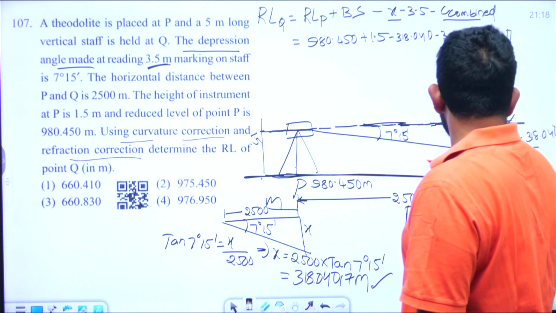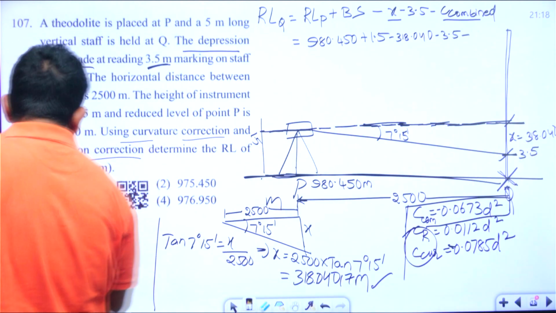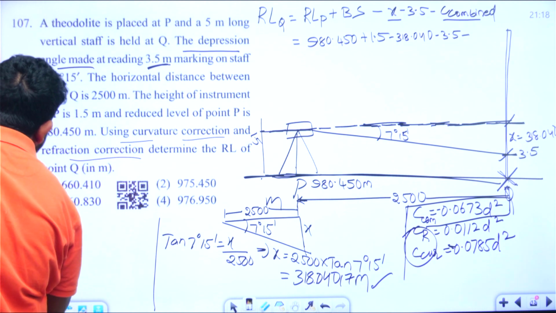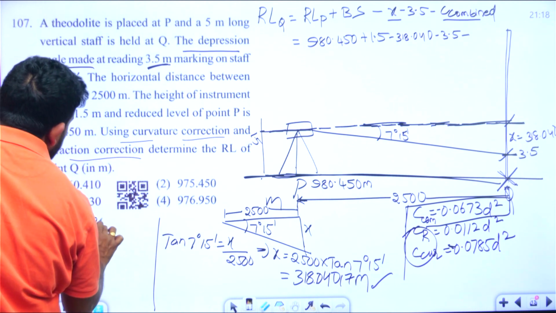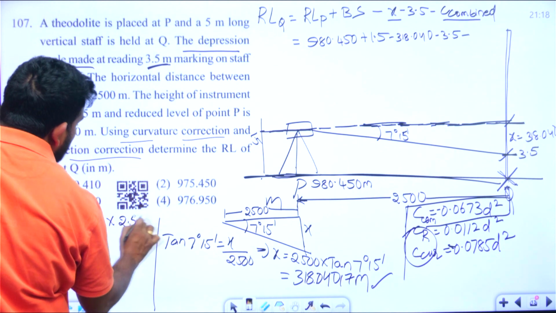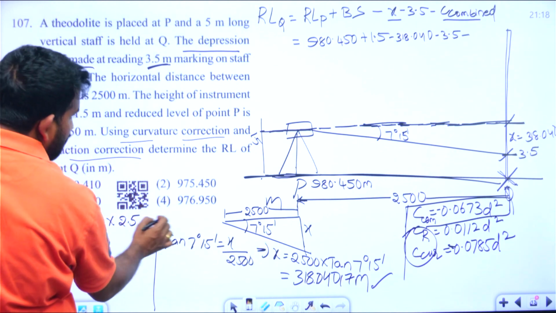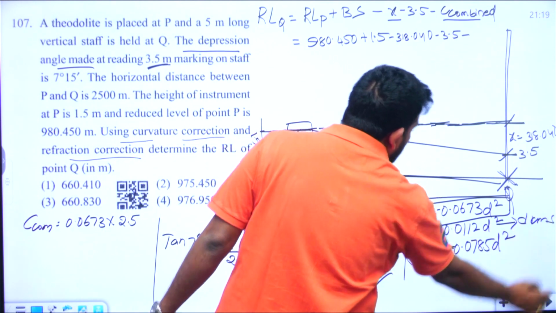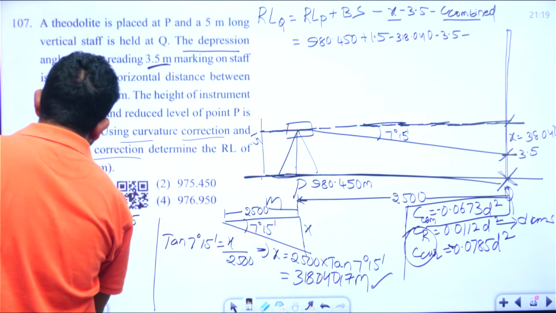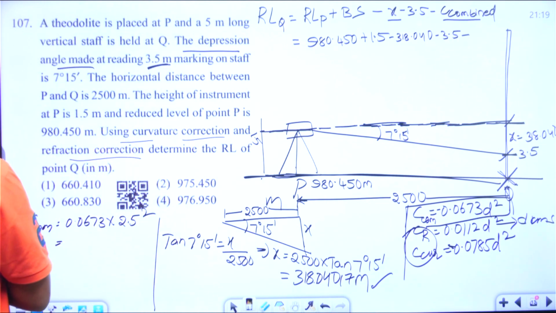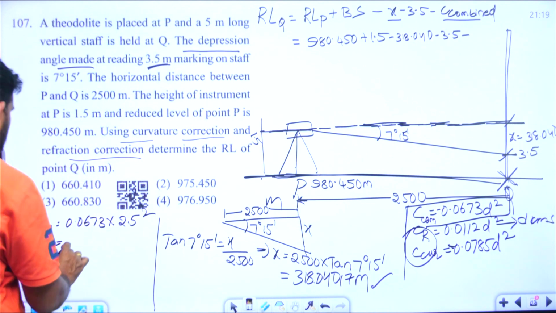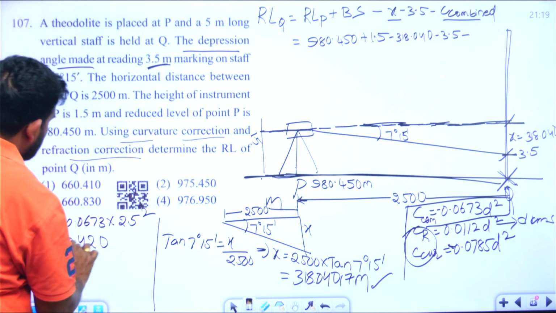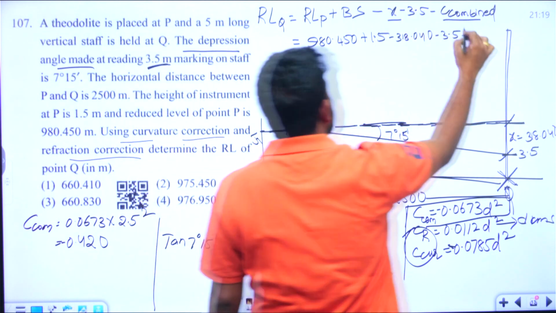If we take this combined correction, it is 0.0673 times 2.5 square, that is, 2500 taken in terms of kilometers here, because D has to be in kilometers, but the result will be in terms of meters. So 2.5 square, the value comes out to be 0.420, which is negative. So I have to take it as negative 0.420.